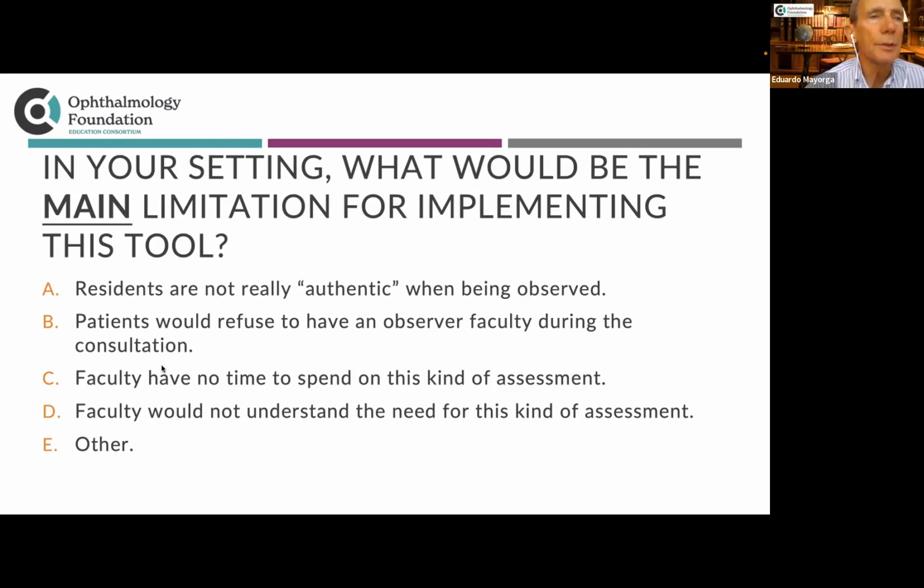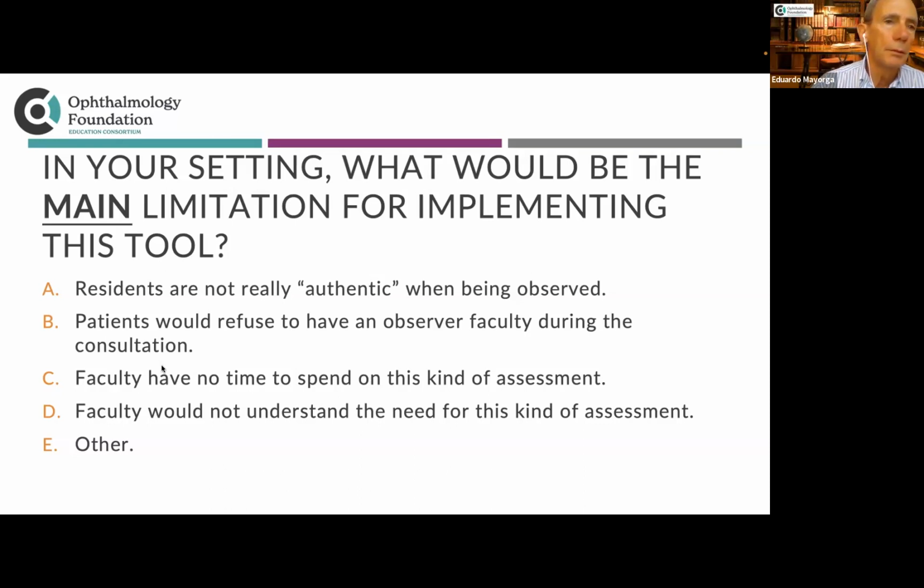Eduardo, do we have answers? Yes, we have several answers now. Okay, I'm going to stop the call and share the results. So, that residents are not really authentic when being observed. That's the most popular one, right?